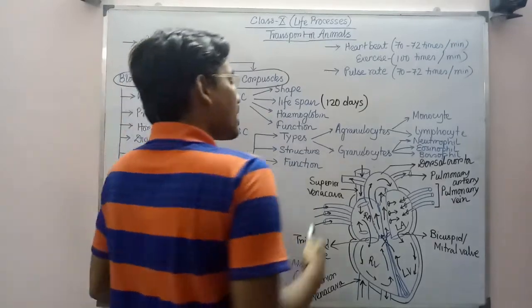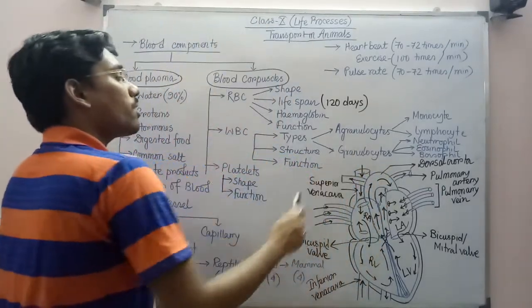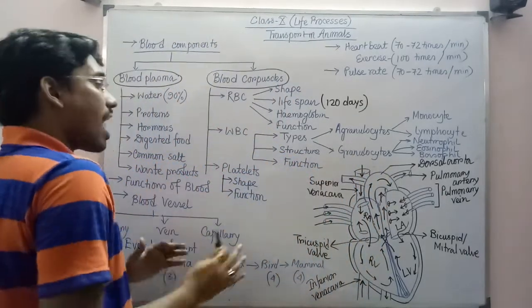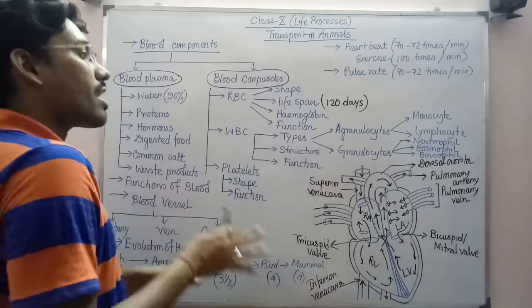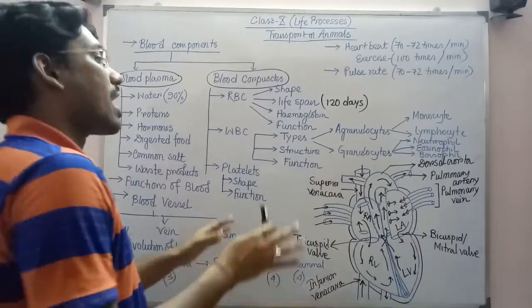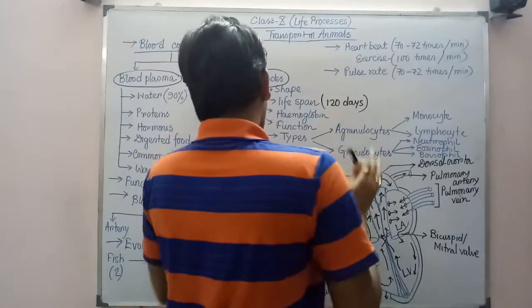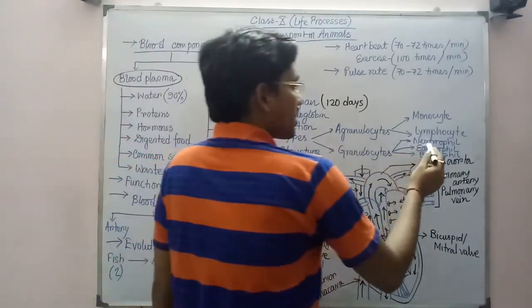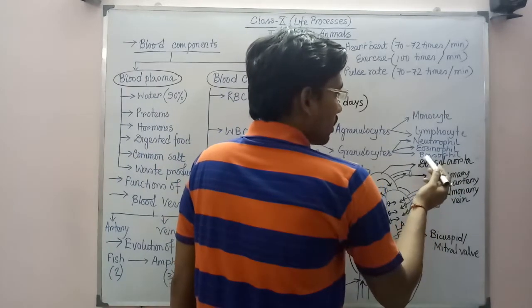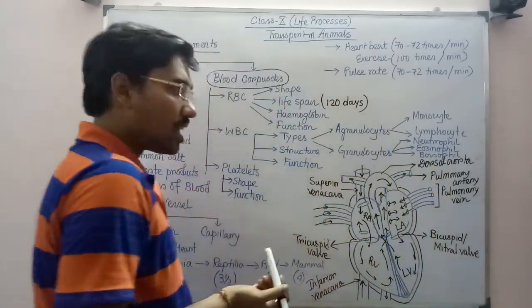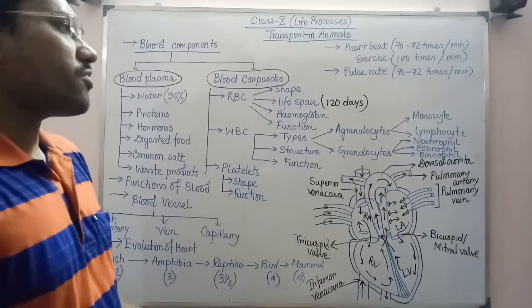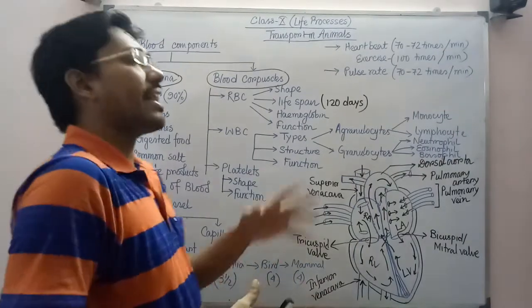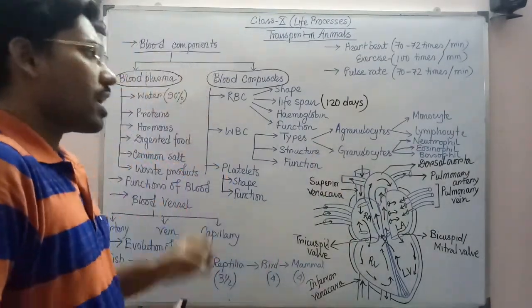In case of which cells the granules are present, those are commonly known as granulocytes. And in case of which cells the granules are totally absent, those are commonly known as agranulocytes. So let's see, within granulocytes, three types of cells are coming. One is neutrophil, another one is eosinophil, and third one is basophil. Clear? Neutrophil is specifically responsible for engulfing various kinds of pathogens.